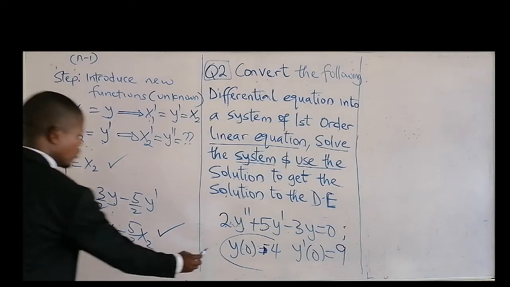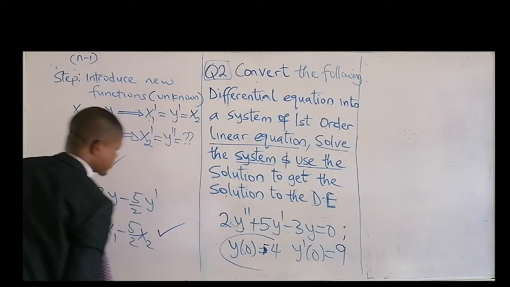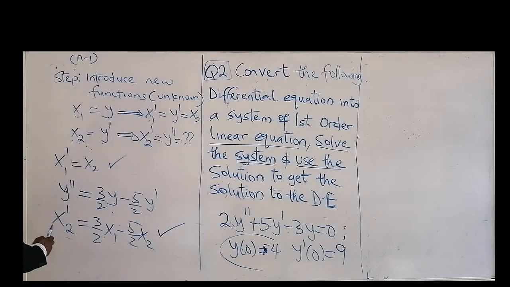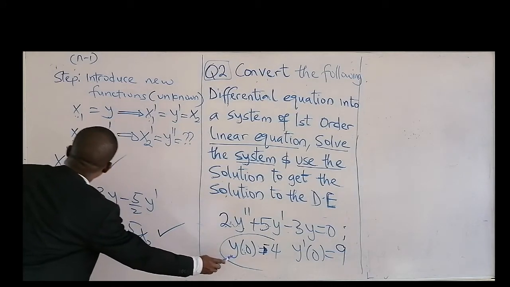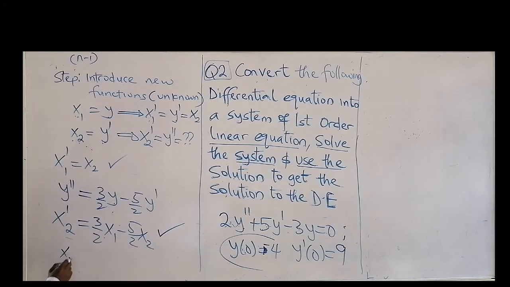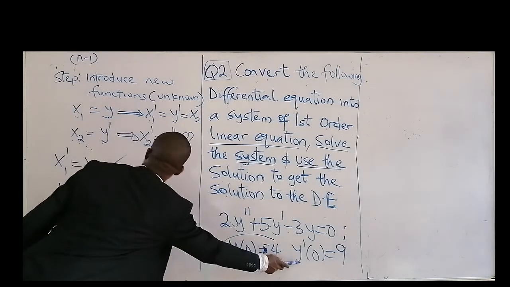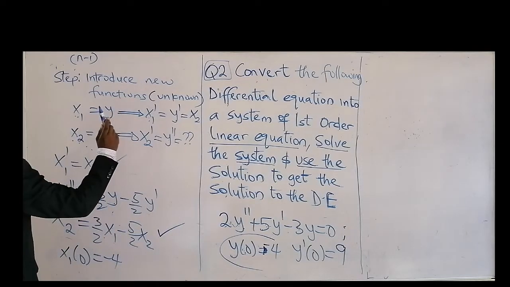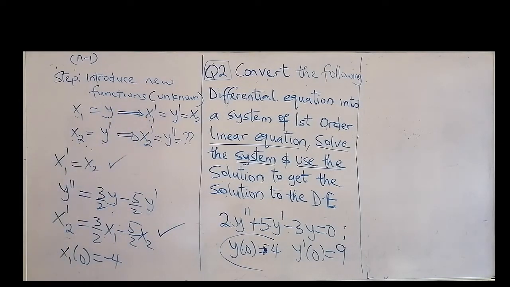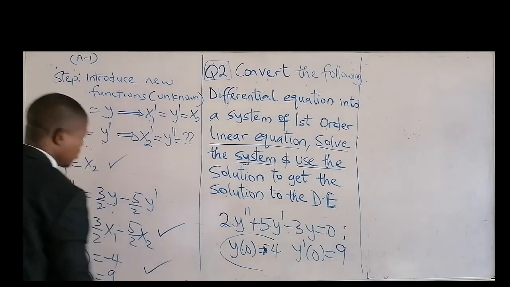Then the condition also, we can also transform this condition so that it will conform to this variable. And this will be equal to what? y is x1 equal to minus 4. Then the second one is y prime. Y prime is x2 equal to 9. So this one is in normal form now.